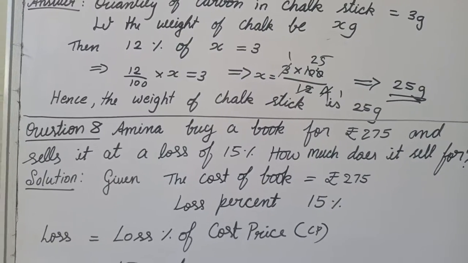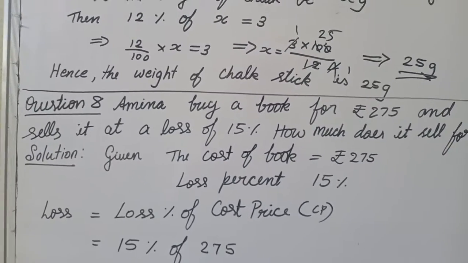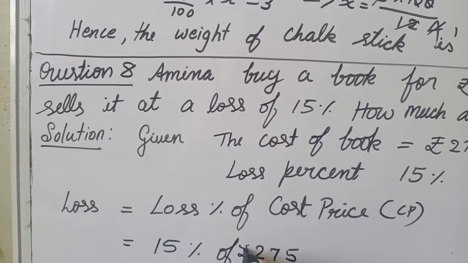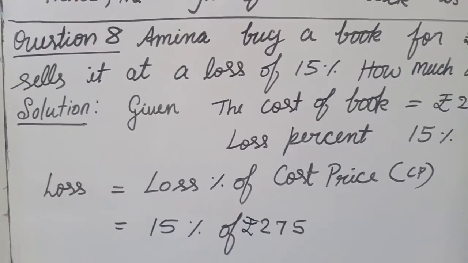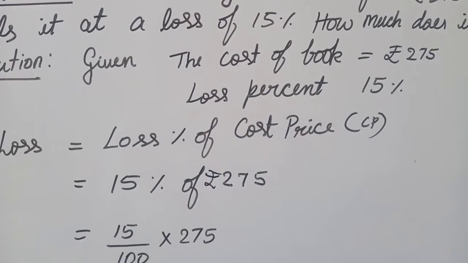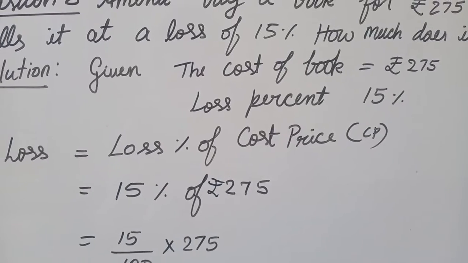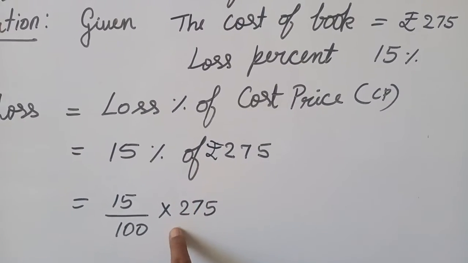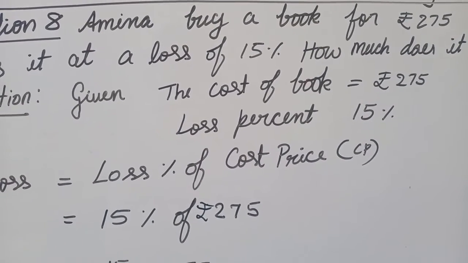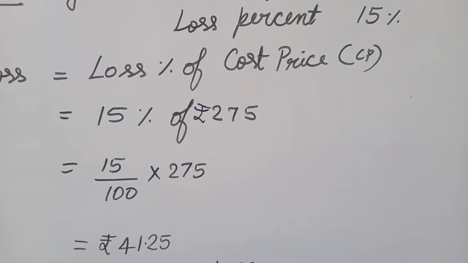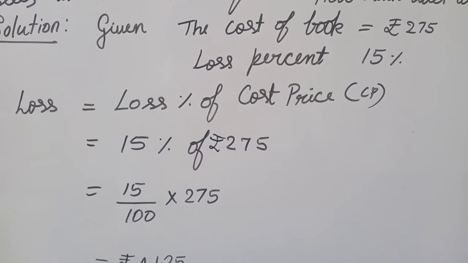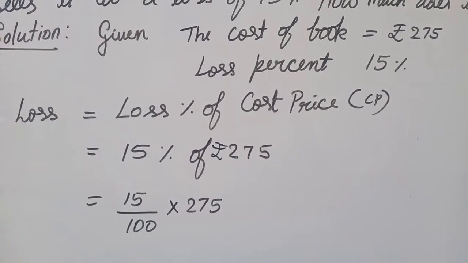So they have given the loss percentage. Loss is equal to loss percent of cost price. Loss is equal to 15% of 275. 275 is the cost, so rupees 275, and loss percent is 15%. So 15 upon 100 multiplied by 275. The word of indicates multiplication. So if we simplify it, we are going to get 41.25. You can do it aside also. So the loss is 41 rupees 25 paise.